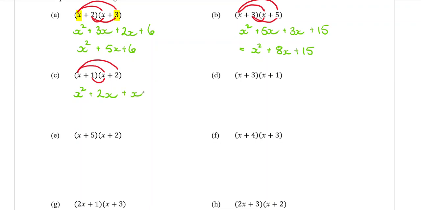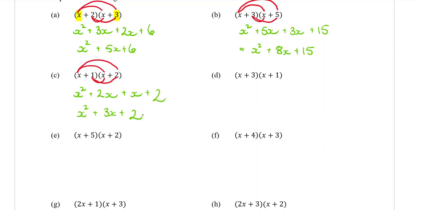Very good. Some people would say 1x, but it's better just to write x by itself. And then 1 times 2 is 2. Okay, add the two middle ones together. What is 2x plus another x? 3x. X squared plus 3x plus 2. What do you think?